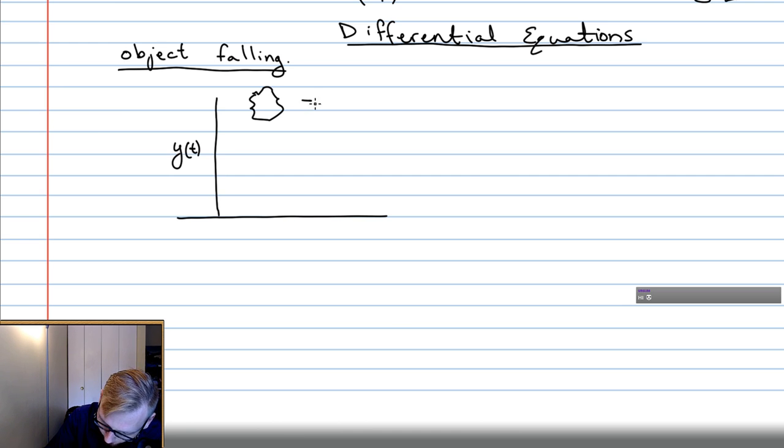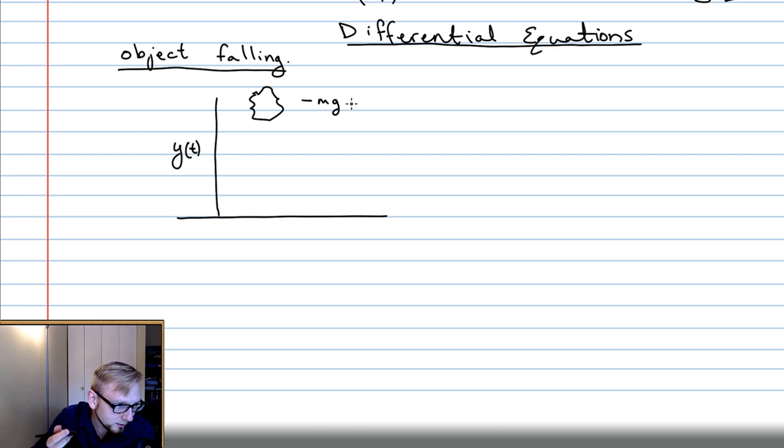And we've got just regular high school physics and whatnot. You have mass times the acceleration, so negative mg. And that's when it's falling down, right? And the only force acting on it is gravity. So we say that the differential equation y double prime equals just negative g. And this will be of time. The height is a function of time.